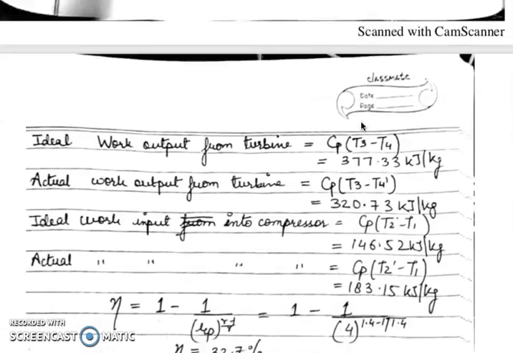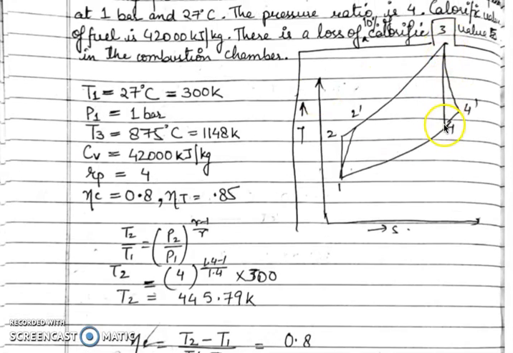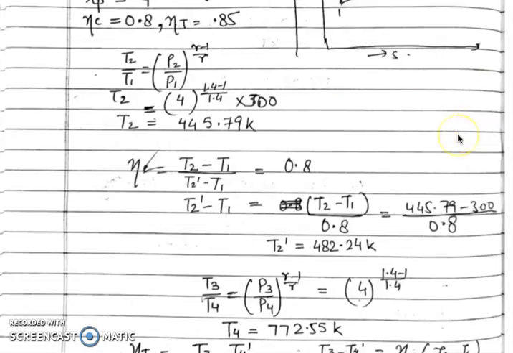Now next, one can ask for the compressor work, turbine work, ideal one or actual one. I have also included them in this particular question, although they are not asked in the question only, but I have added them for the sake of learning. So ideal work output from the turbine. So ideal process is 3 to 4. So it will be Cp (T3 minus T4).